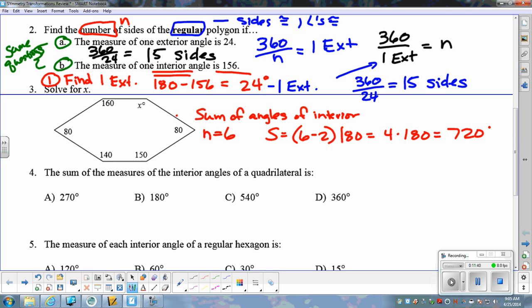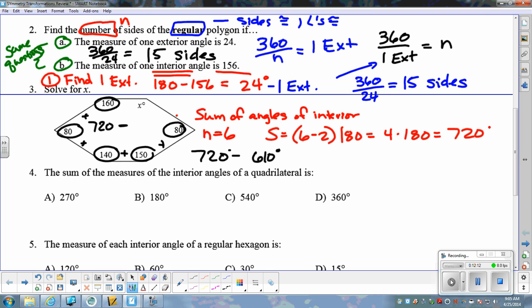Now, some of you may know that by memory and may not need to use that calculation, and that's absolutely fine. Once I do this, I need to add up all the given angles that I have so far, because whatever these add up to, I'm going to subtract that from 720 in order to find x. If I add up all of these angles here, it gives me 610 degrees. So 610 degrees for that sum. Total is 720 degrees. I'm going to subtract the two, and that's going to leave me with 110 degrees for x.